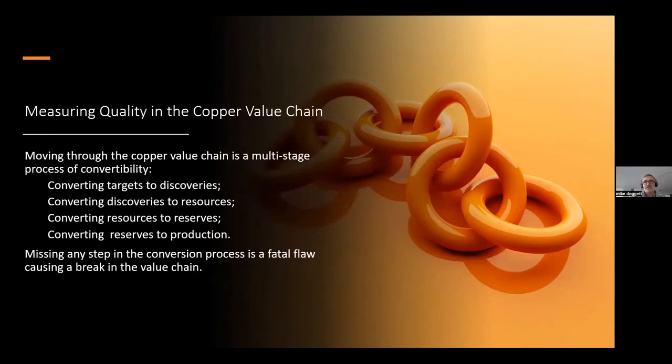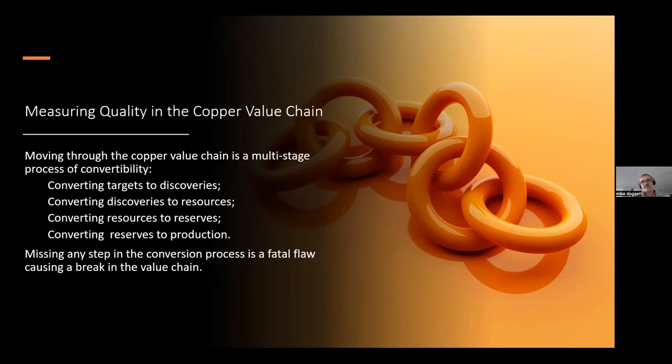When we're measuring quality in any aspect of the mineral business, we can think about a value chain as going through various stages from the very technical right through to the final economic stages. So we can think about the value chain as a multi-stage process of convertibility. Initially we're converting ideas and geological concepts into targets, but then we go through the process of systematically converting targets to discoveries, discoveries to resources, resources to reserves, and finally converting reserves to production.